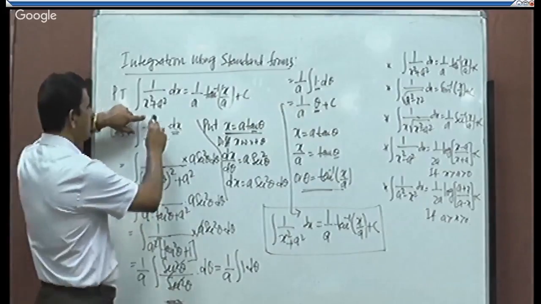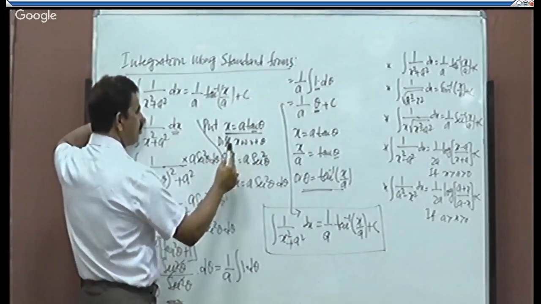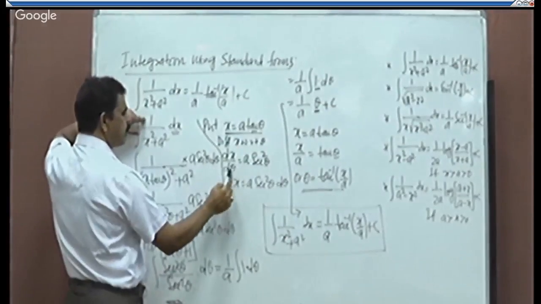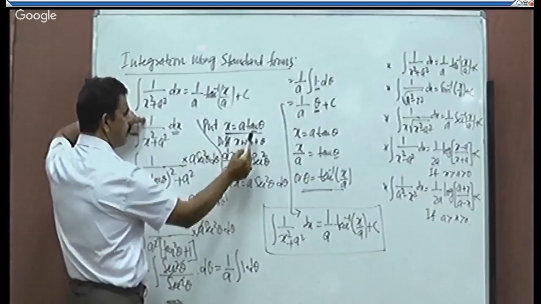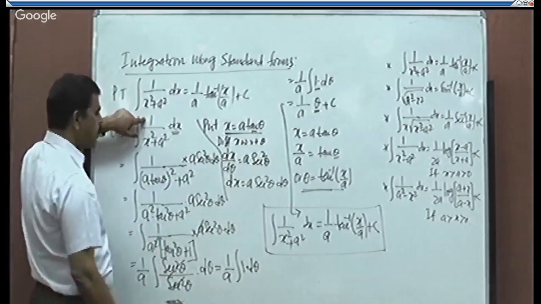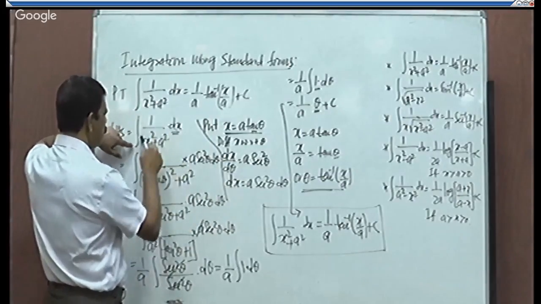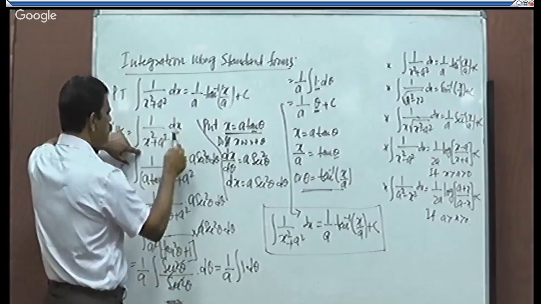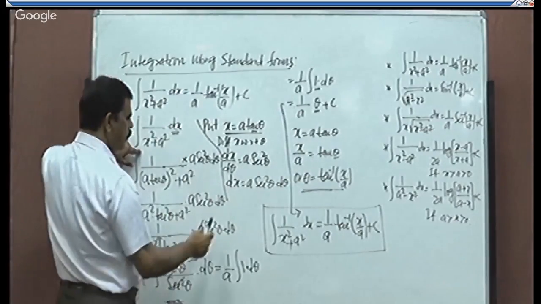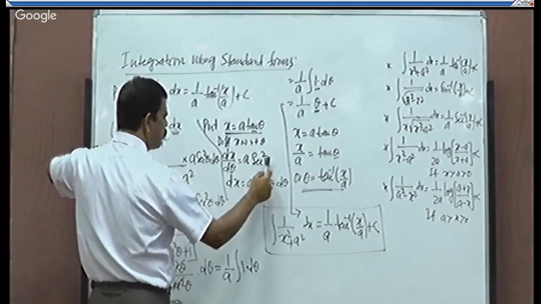So I took x as a tan theta and differentiated with respect to theta. I got dx by d theta is equal to a into the differentiation of tan theta, which is secant square theta. Then you take only in terms of dx. Since I am converting everything in terms of theta according to the substitution method, dx is equal to a secant square theta d theta.